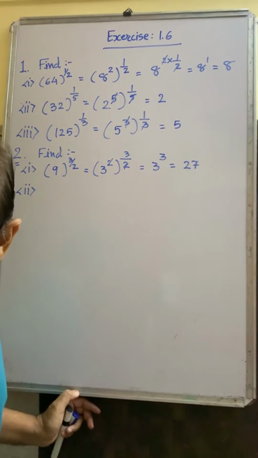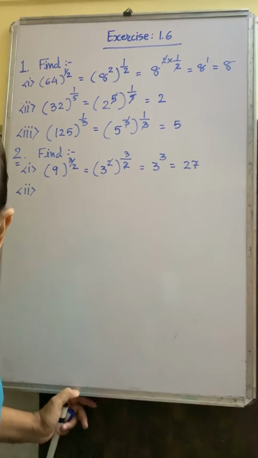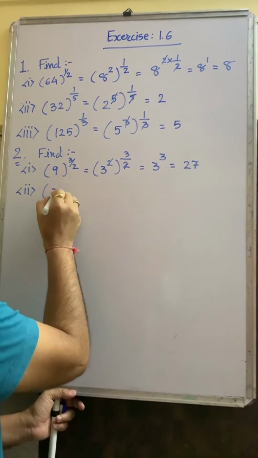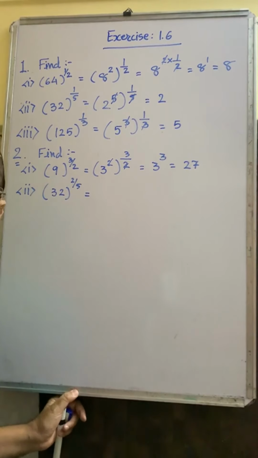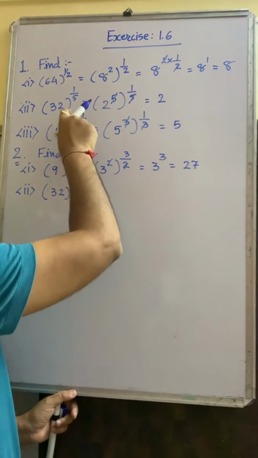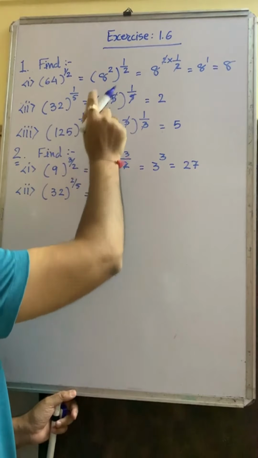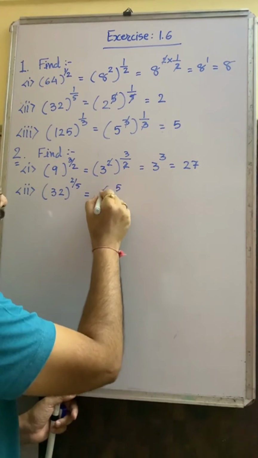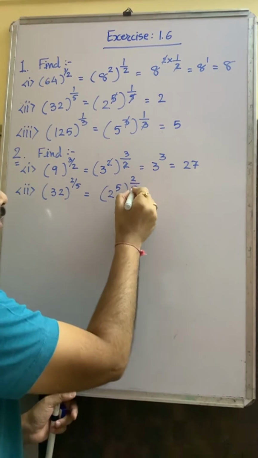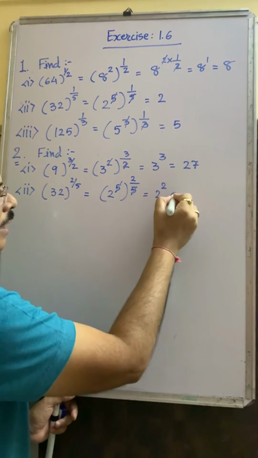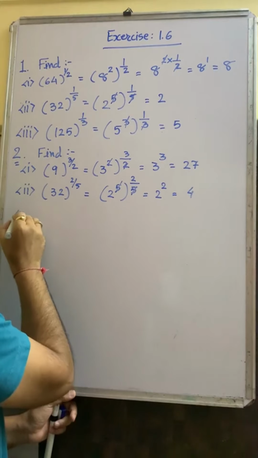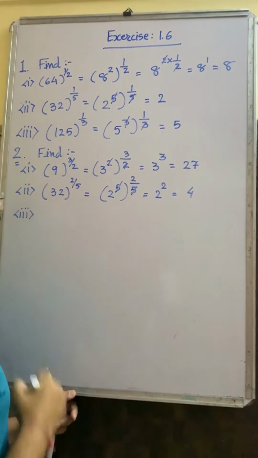Second number, 32 raised to 2 upon 5. You know that 32 means 2 raised to 5. So write 2 raised to 5, the whole raised to 2 upon 5. Power of power. 5 5 cancel. Remaining is 2 square. 2 square is 4. Simple, isn't it?